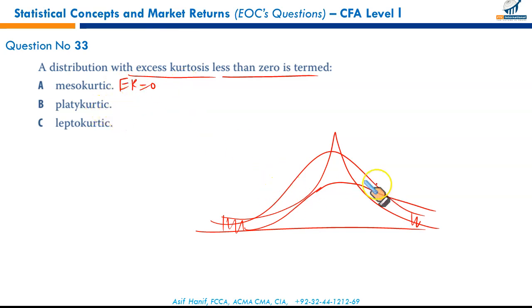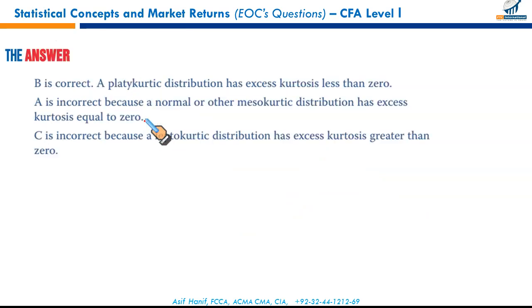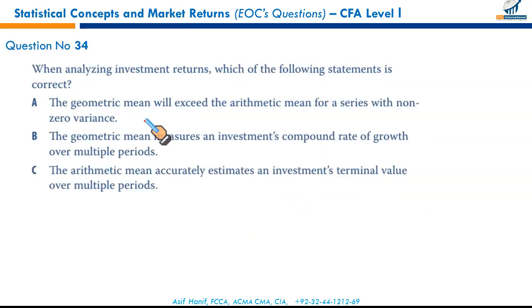For platykurtic, it's flatter. It will have negative excess kurtosis. EK is less than 0. And for the leptokurtic, spiked one, it will have excess kurtosis of greater than 0. So what we are looking for, a distribution with excess kurtosis less than 0, that is negative, so that is B, less than 0. So that makes B to be the correct option. Just 2 more questions and we are done.